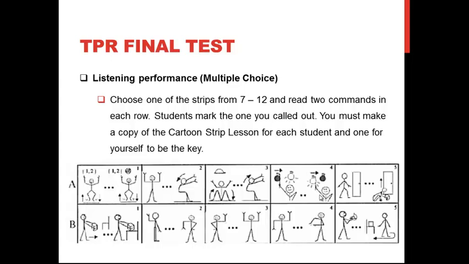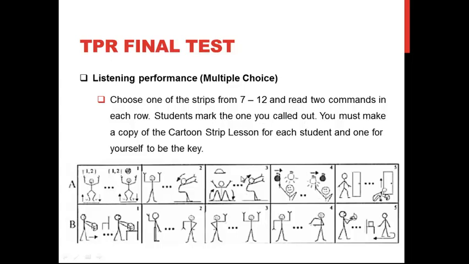What the students have to do is listen to you giving the commands in this one. They will read commands, they will write commands. It'll test lots of language skills. Let's start with listening performance, what I call listening performance multiple choice. You have to make a difference here because there's another kind of listening performance, and this one is multiple choice. You choose one of the stripes from 7 to 11 to 12 and read 2 commands in each row. So we have rows A, B, C, D, and E. You read 2 commands in the row, and students have to mark the ones you called out.